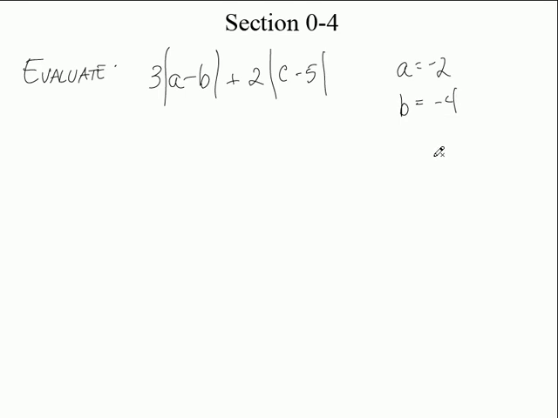And here it is. It's 3, then absolute value, a minus b, close the absolute value, plus 2, another absolute value, c minus 5. There you go. And then they'll tell you what the letters are, the variables. A is -2, b is -4, and c is +3.